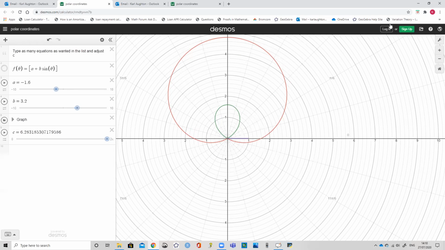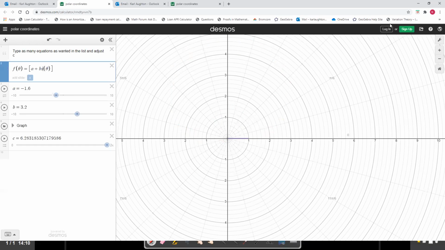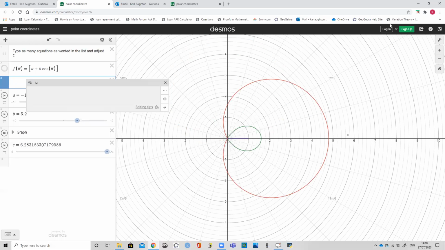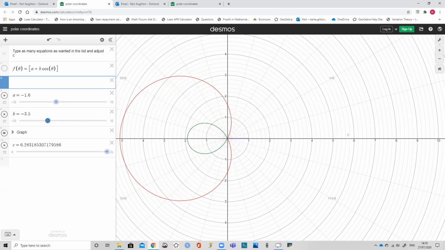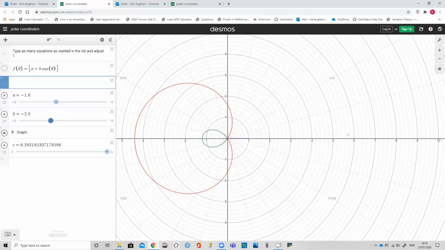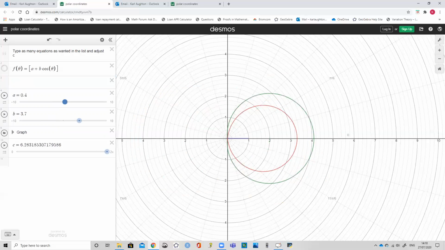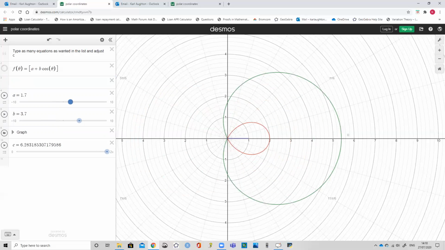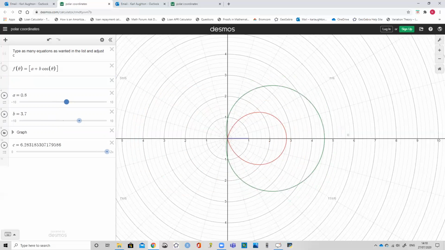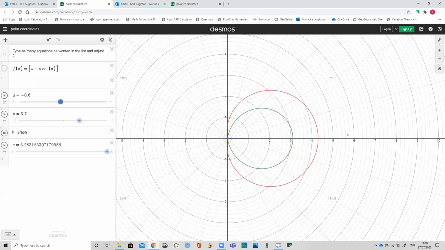If I change it to cosine, then you'll see it's very much the same thing, except now it's horizontal. So a plus cosine opens outwards. Negative cosine opens the other way. So these are inner loop limacons. If I have a positive a, then the green is the outer part. If I have a negative a, then the green is the inner part.